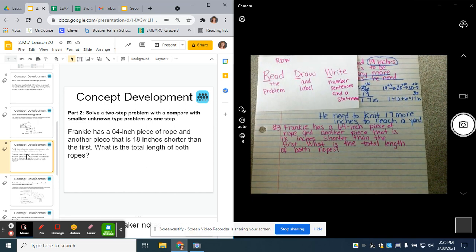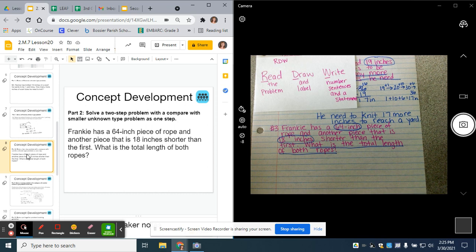Same process, read, draw, write. Frankie has a 64-inch piece of rope and another piece that is 18 inches shorter than the first. What is the total length of both ropes? Well, let's see. I got 64 inches, 18 inches. What is the total length of both ropes? One is shorter than the other.